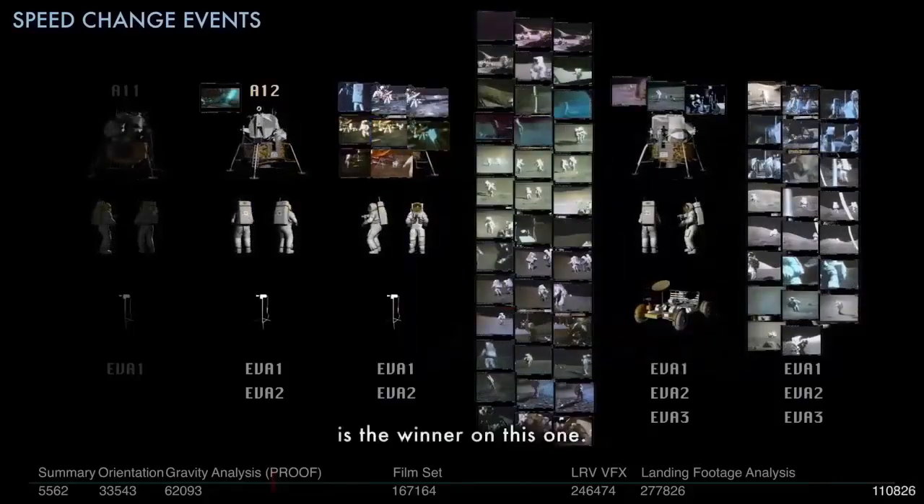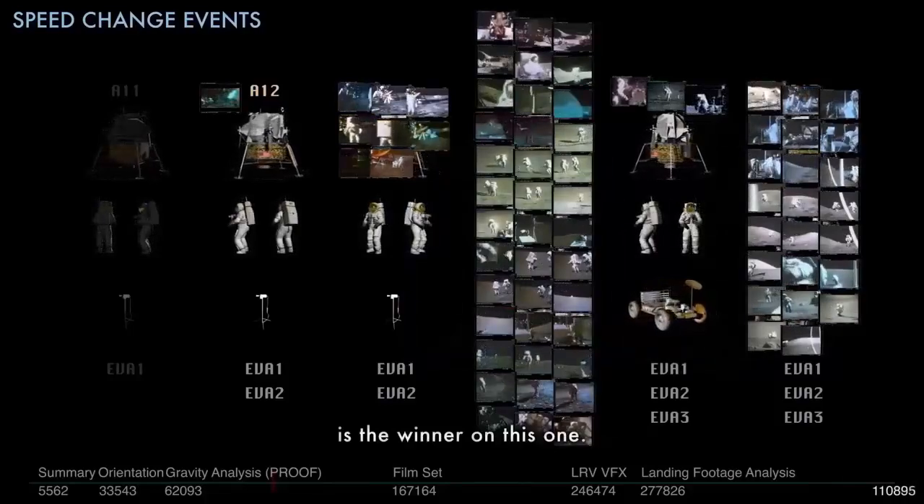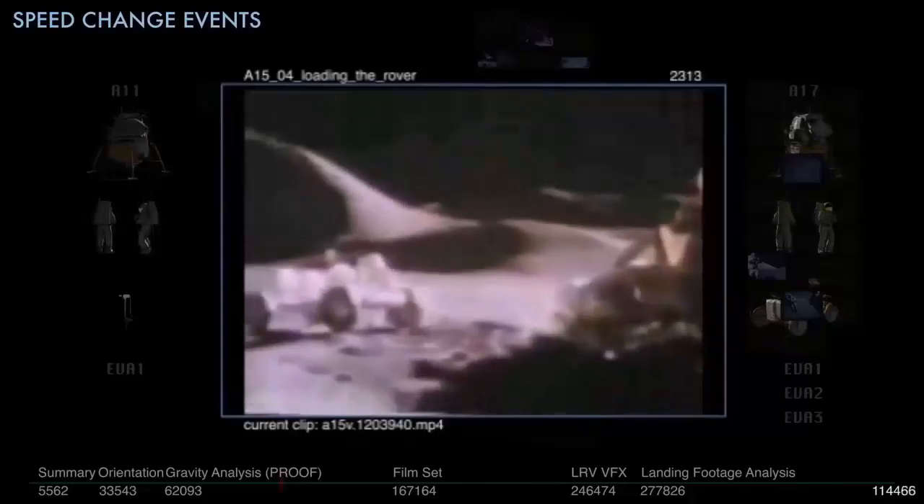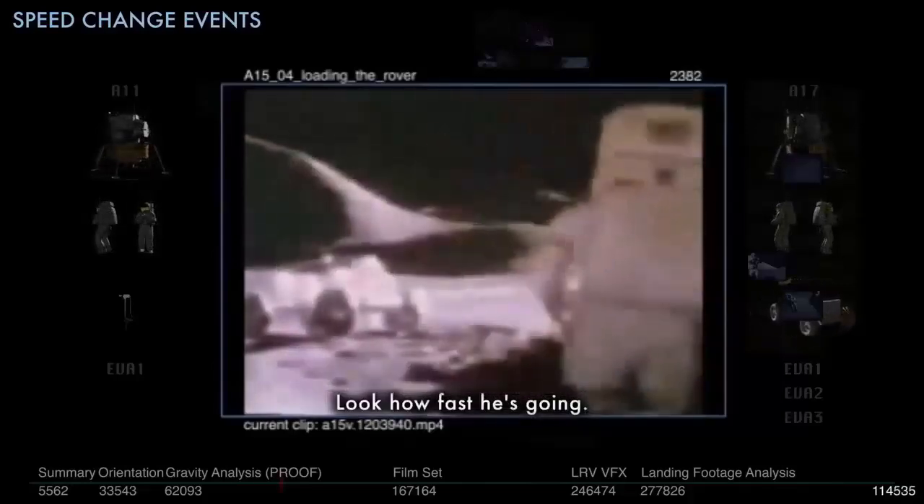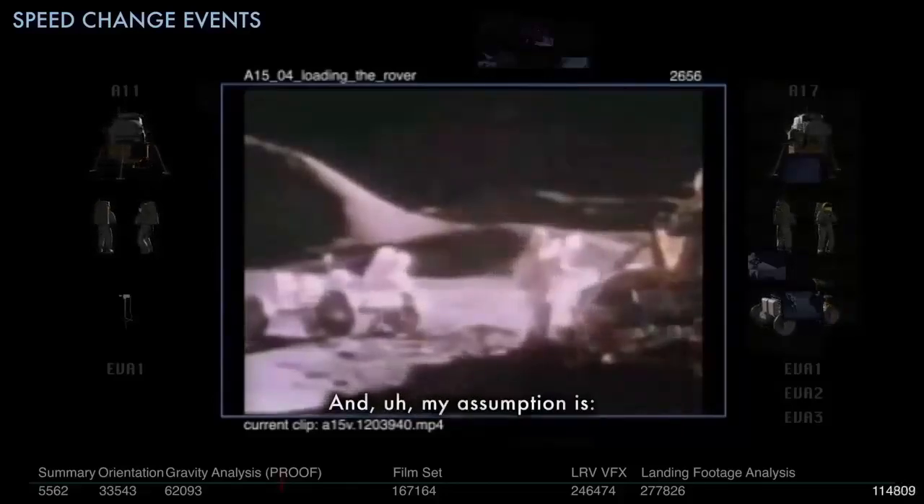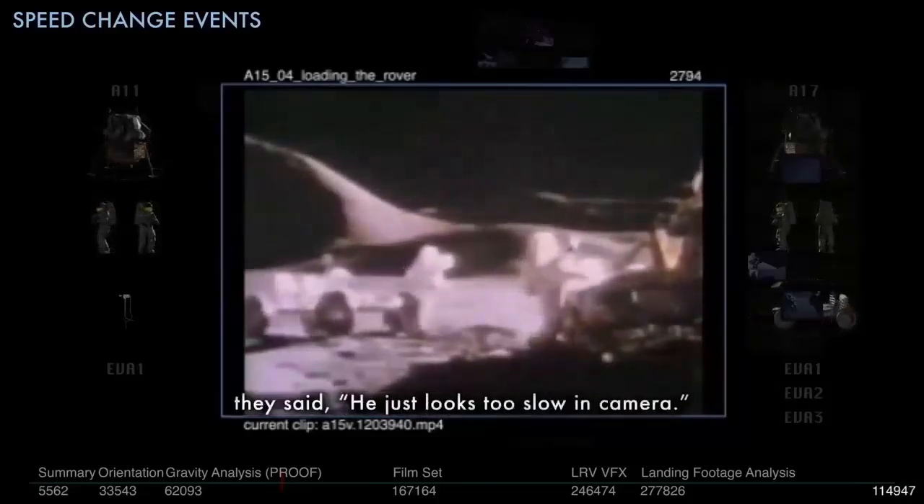Here you can see A15 is the winner of this one. You can see I eliminate most of them because you lack motion blur, so here's their version. Look how fast he's going. So down here he slows down. And my assumption is, as they were watching the footage when they generated it, they said, he just looks too slow in the camera, we gotta speed him up.